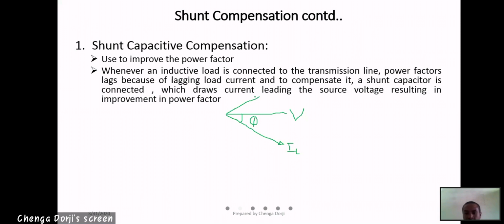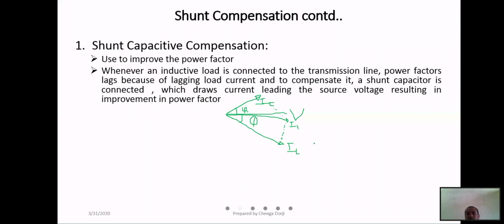So IC is the capacitive current, which leads by another angle, say phi 1. Now the resultant current will be somewhere else here, the resultant IR. This is your resultant IR, which is the phasor sum of IC and IL.